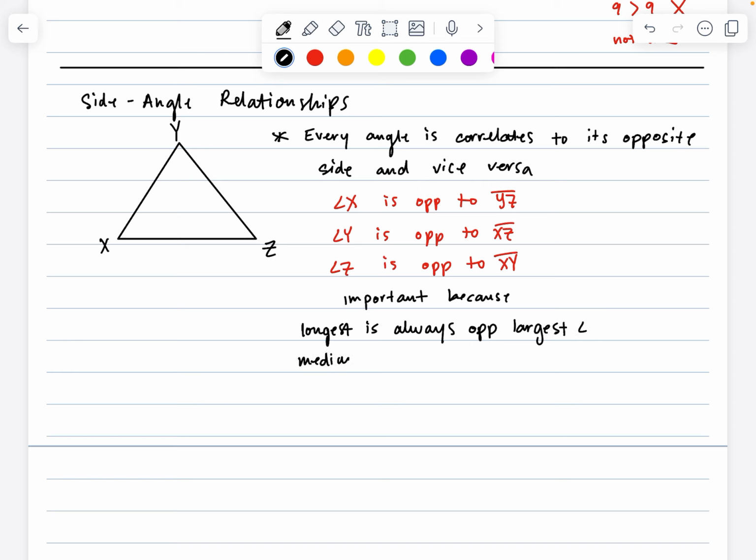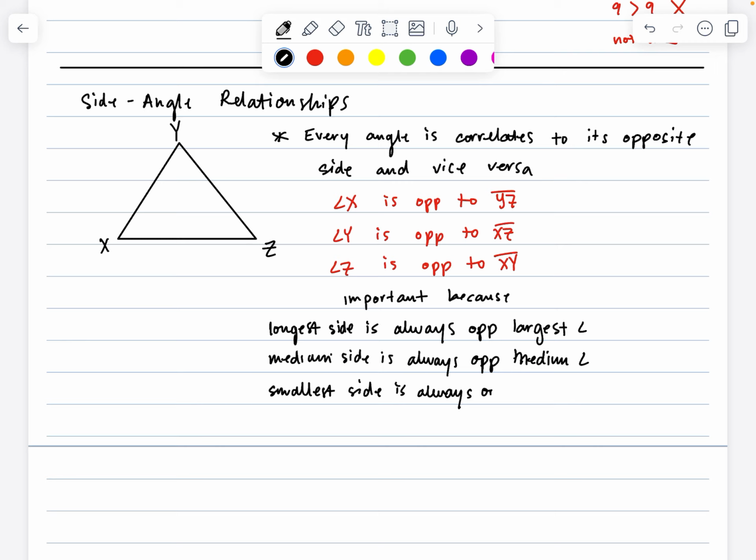The medium side is always opposite the medium angle. And the smallest side is always opposite the smallest angle.